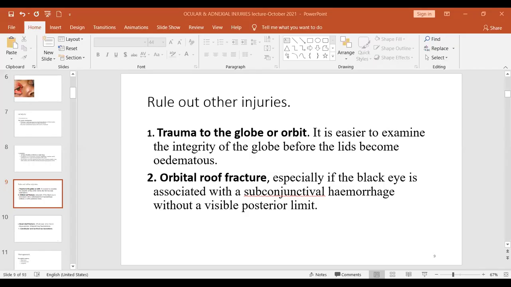About eyelid injuries, I said that when you are handling an eyelid injury, always think about the globe and the orbit, because they could be injured together. Something like injuring the eyelid could penetrate into the orbit or into the eye. Then we should also look for orbital fractures, especially if the black eye is associated with subconjunctival hemorrhage without a visible posterior limit.